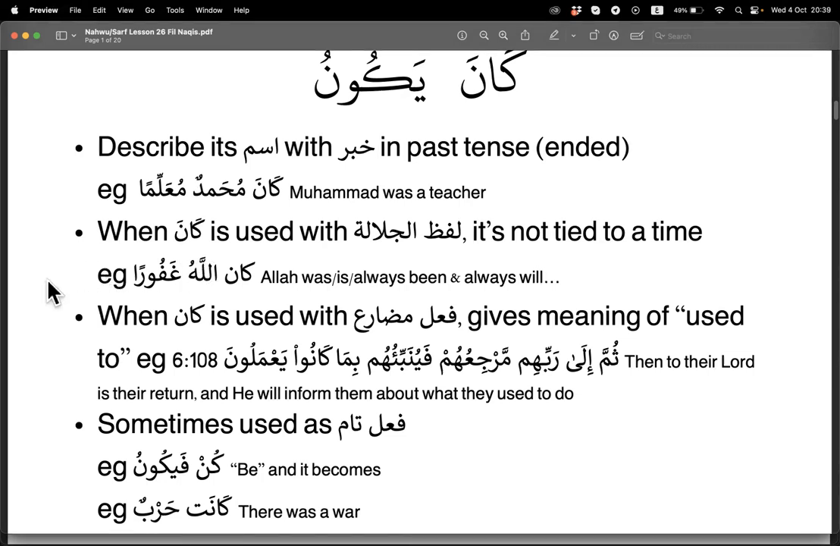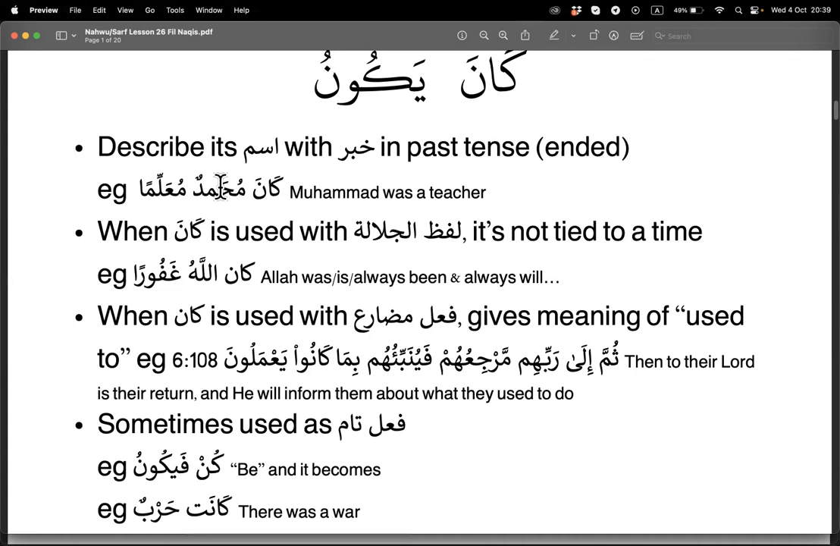And then kana, when it's used with a fi'il mudhari. We have embedded sentences. Sometimes we start with a jumlah ismiyah, we have a mubtada, and then our khabar changes to a jumlah fi'liyah. Sometimes we have a jumlah fi'liyah, then we change to a jumlah ismiyah. So the khabar of kana, this is the normal one. But the khabar of kana can also be a fi'il mudhari. And if that happens, you translate it as "used to."